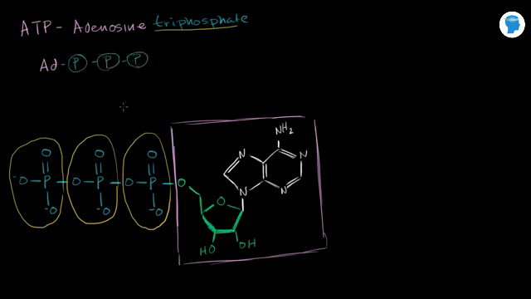Or sometimes you'll see it depicted, instead of just drawing these straight horizontal lines, with essentially higher energy bonds. So you'll see something like that to show that these bonds have a lot of energy. But I'll just do it this way for the sake of this video. But these are high energy bonds. Now, what does that mean? What does that mean that these are high energy bonds?